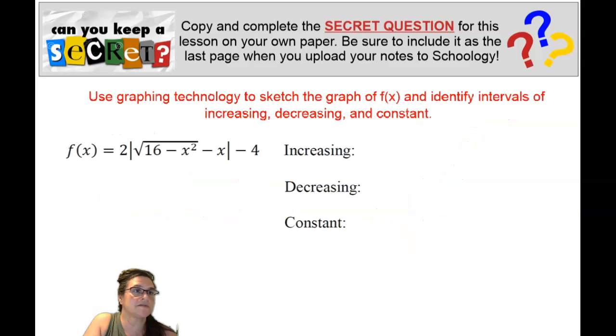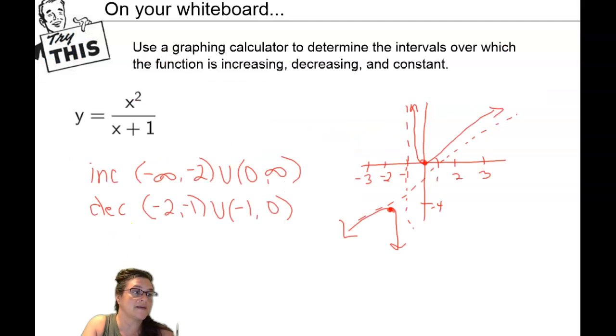So that brings us to our secret question for this lesson. You're going to use graphing technology to graph the function f of x. Just a rough sketch like we did in the last example. Identify your intervals of increasing, decreasing, and constant. If it turns out that there isn't an interval for one of these, you would just write none. Like in our last example, there was no interval for a constant section of our function, and so we would just say none for that because they don't exist.